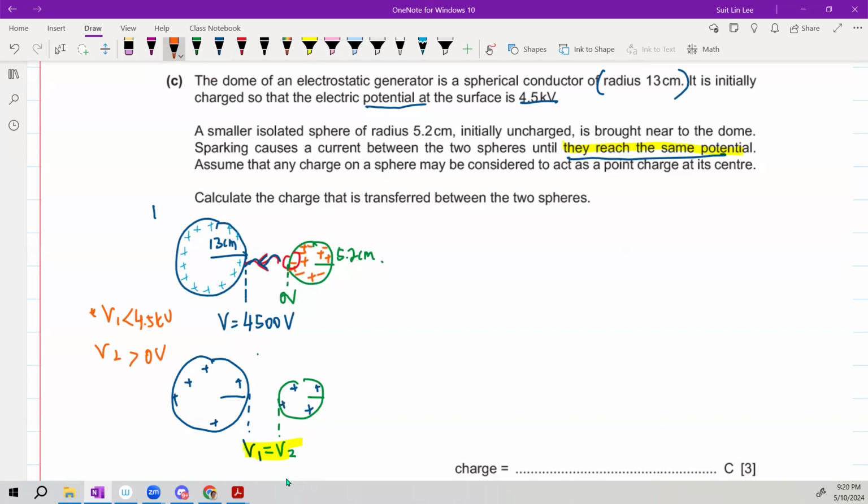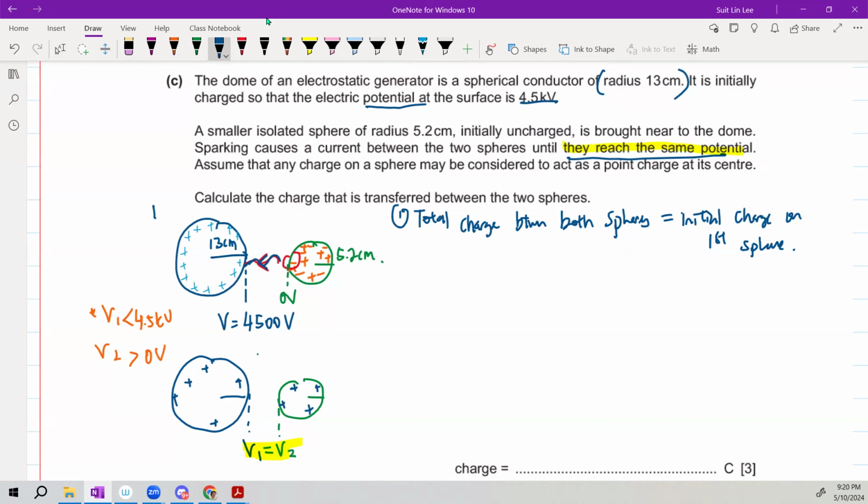Calculate the charge that is transferred between the two spheres. Okay, how about we start with what we know? Number one, from conservation of charge, the total charge between both spheres will be the same as the initial charge on the first sphere. Of course, you could then say, "Sure, can I calculate the charge?" You can, you probably need to.